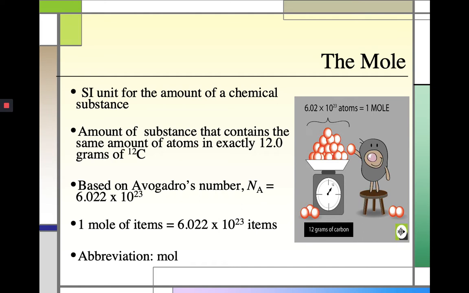Now, take note that the mole represents the number of items in Avogadro's number, which is 6.022 times 10 to the power of 23. And that 1 mole of items is equal to 6.022 times 10 to the 23rd items, in as much as 1 dozen of items is equal to 12 items. All right? The abbreviation for the mole is mol.